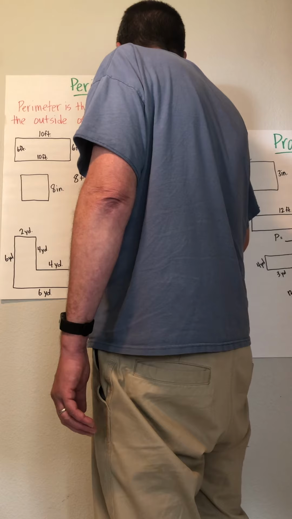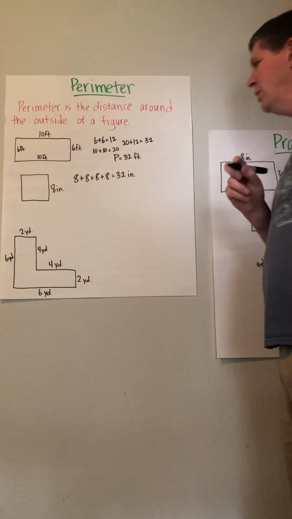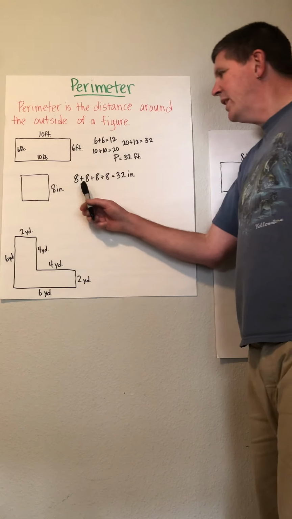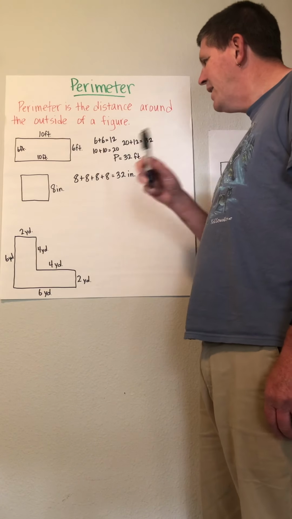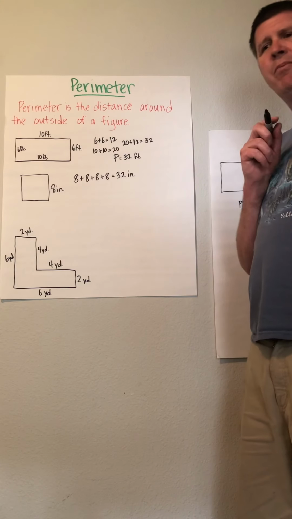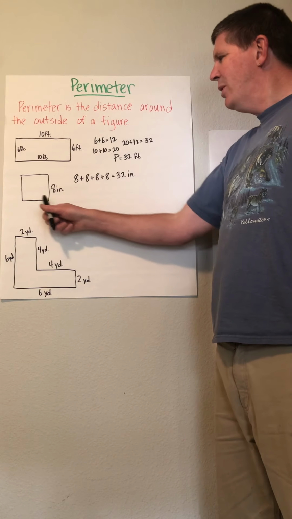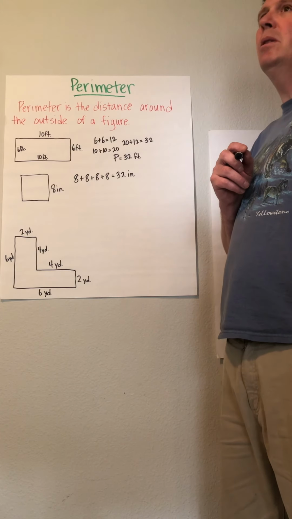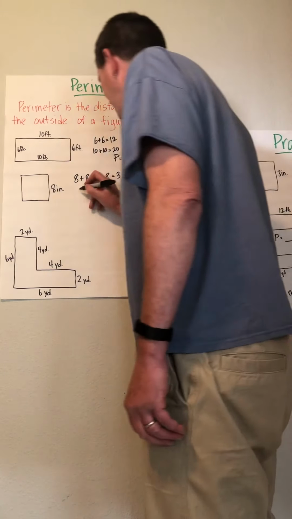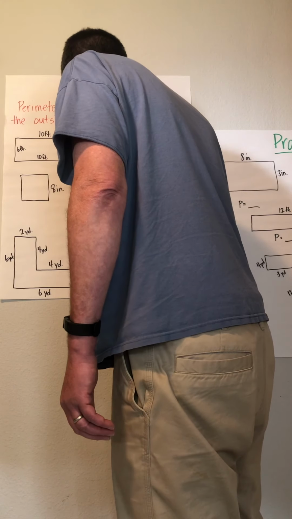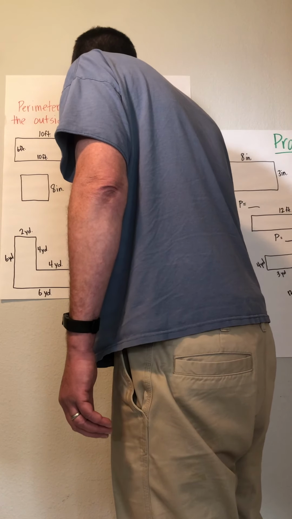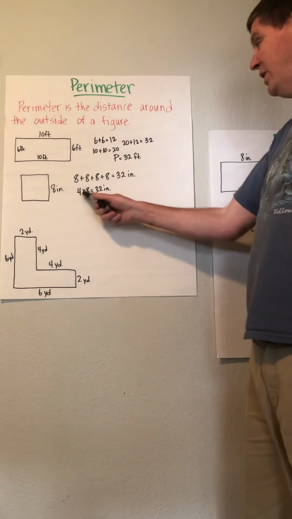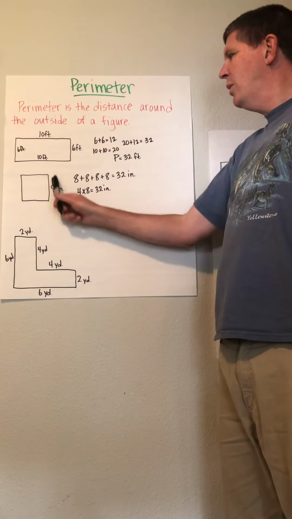32 inches. Now, I notice that I am adding the same number over and over again: 8, 8, 8, and 8. So what is another way that I could figure out the perimeter of a square? Peter? I could multiply. 4 times 8 equals 32 inches. Now I can only do it this way if I am dealing with a square.